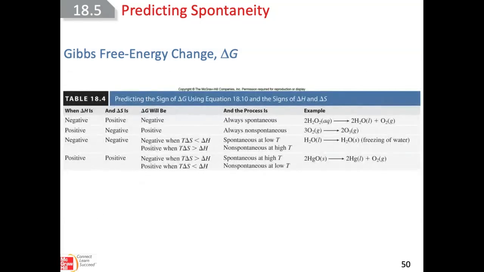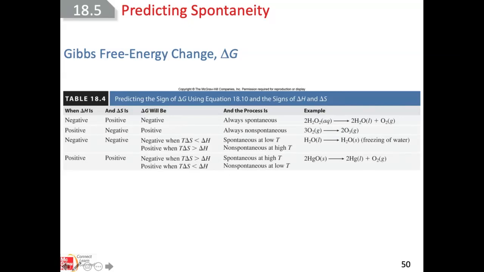You will not be able to memorize this table, of course, but it tells you, for different signs of delta H and delta S, will delta G ever be negative? Because for the reaction to be spontaneous, we want delta G to be negative.